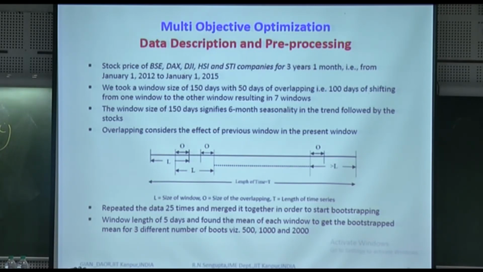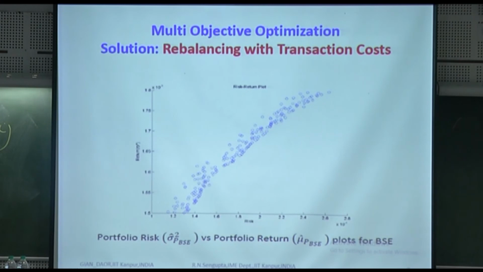Now, window length of 5 days. We did different types of window sizes for different bootstrapping. So how many bootstraps do you take? It can be 500, 1000, 2000. The more you take, obviously the central limit theorem will slowly start taking control.